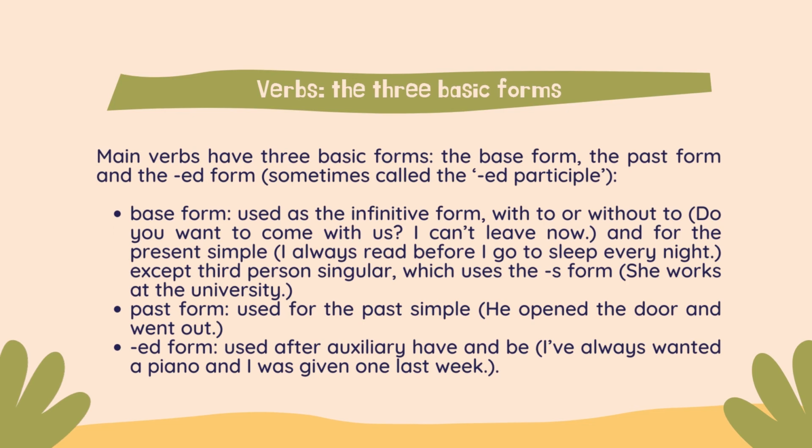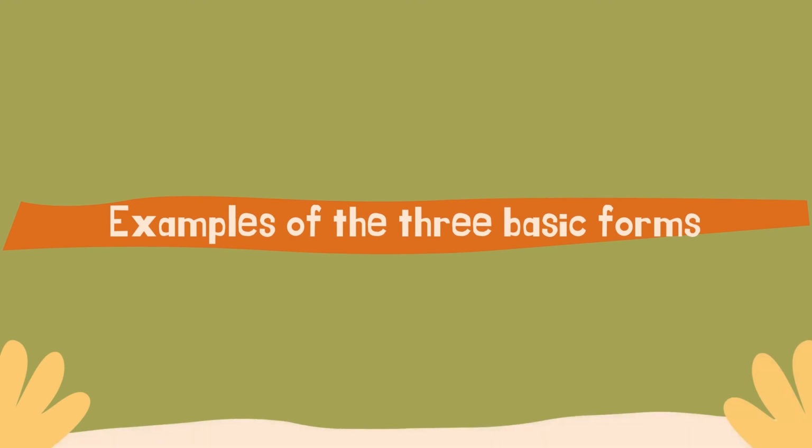Past form, used for the past simple. He opened the door and went out. Ed form, used with auxiliary have and be. I've always wanted a piano and I was given one last week. Examples of 3 basic forms.